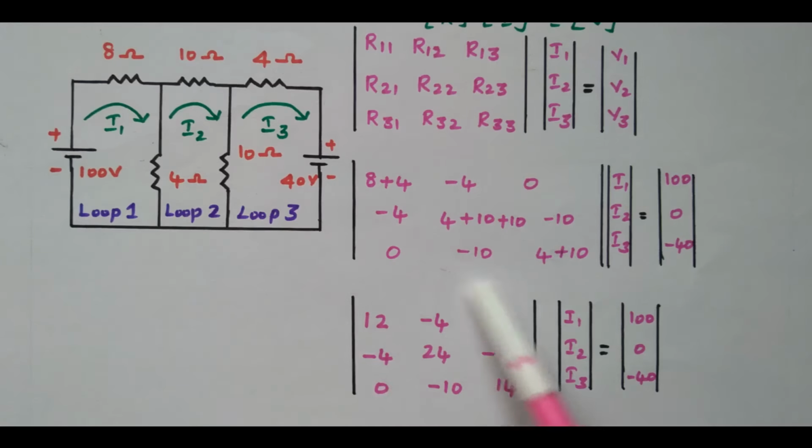Right? So this entire matrix is delta. Then by replacing the voltage, we have delta 1, delta 2 and delta 3. Delta 1 by delta will give I1. Delta 2 by delta will give I2. Delta 3 by delta will give the I3 value. Right? So now we need to find the delta value, delta 1, delta 2 and delta 3. Thereby we can calculate the current.